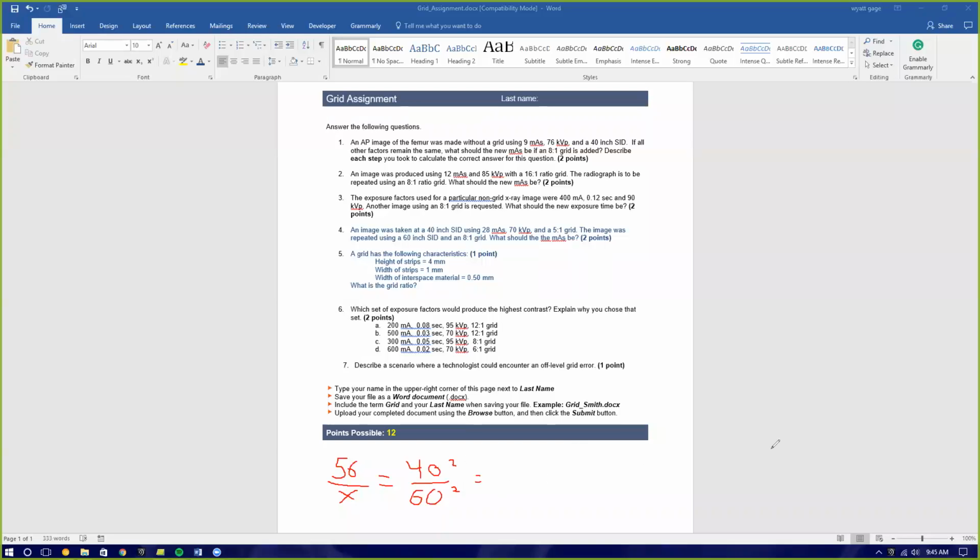So like I said, I hope that helps. Let's go to number 5 real quick. I think people don't know exactly what you need to be doing for number 5 as far as the correct formula, so I just wanted to give that to you. When you're trying to figure out the grid ratio of something, I don't overcomplicate it. Basically, you're going to take the height of the strips divided by the width of the interspace material. So you've got the height of the strips, and you're going to divide that by 0.5 millimeters, and that is going to give you your answer.